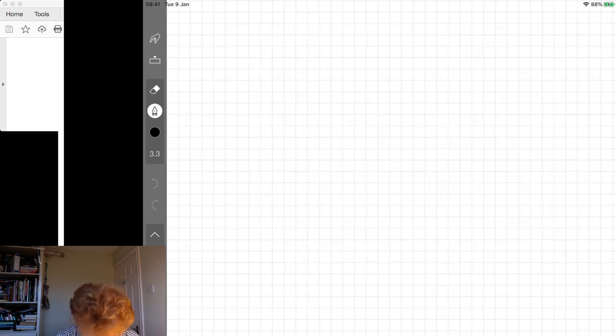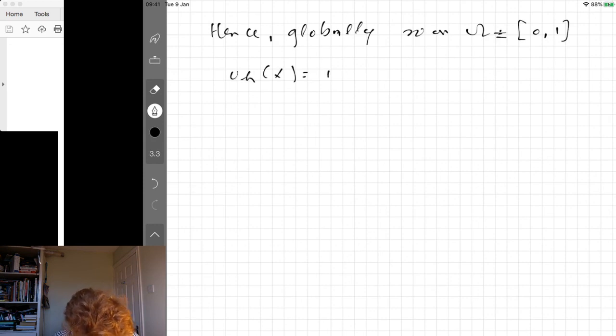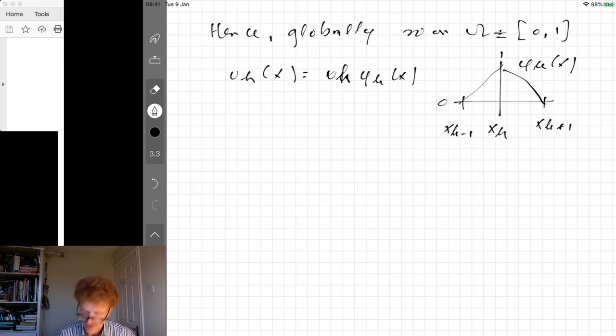So globally, on omega from 0 to 1, our domain, we get u_h of x is the sum of u_k phi_k of x, where globally we have here, say, node x_k, node x_{k+1}, x_{k-1}. We have here the two piecewise linear bits which comprise the basis function, which is 1 in the node and 0 at the two adjacent nodes.